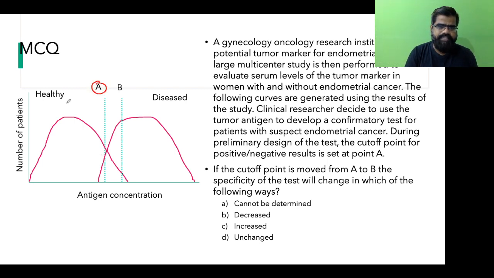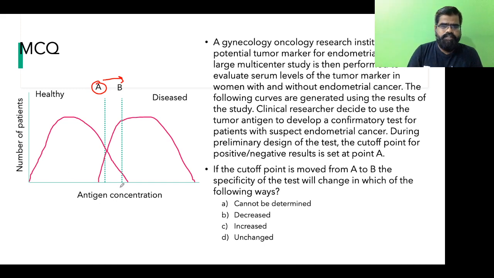If the cutoff point, so this is healthy, this side is diseased, it is given in the graph. So if this changes to B, so this cutoff point comes here. So what do you think will happen to the specificity? Means what will happen to the true negative? This is the question they are asking. So how do you approach?